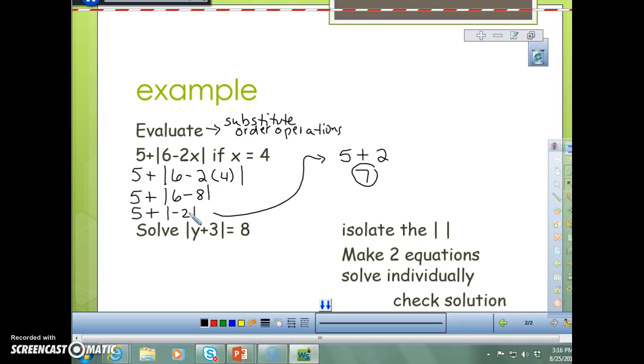I'll say that again. Always, if you're evaluating, it always comes out positive, because distance is always positive. Like if you drove backwards in your car, your mileage will still go up, even though you're going backwards. Same idea here. You're still covering distance.